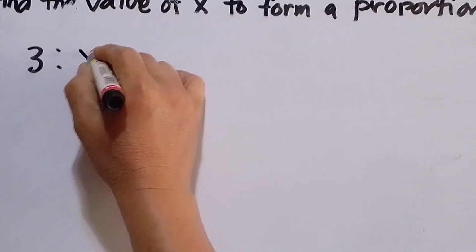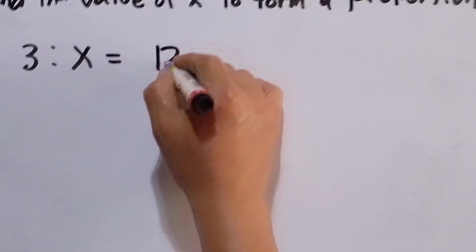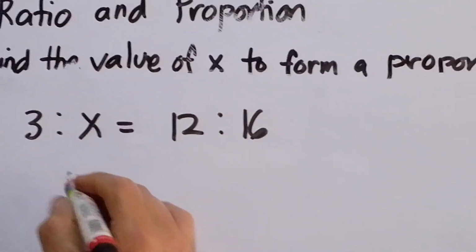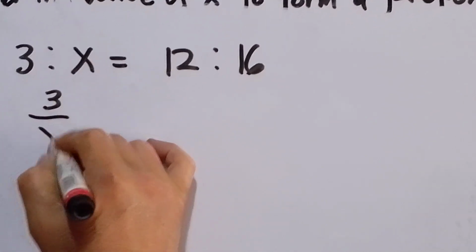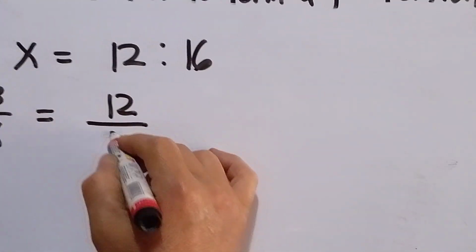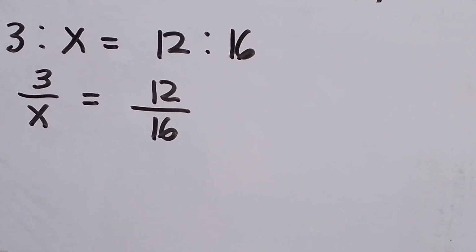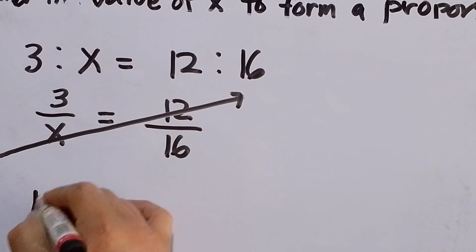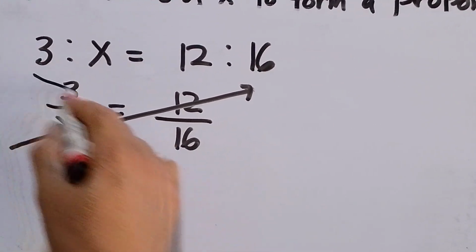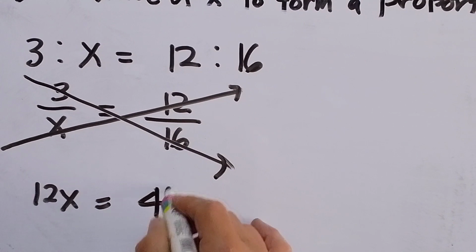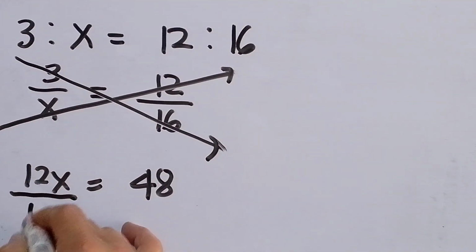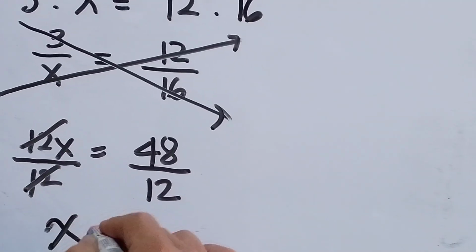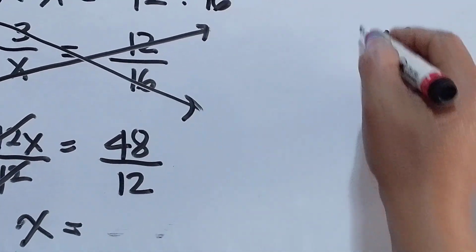Three is to x is equal to 12 is to 16. Find the value of x. So we have to write this one in fractional form. 3 over x is equal to 12 over 16. We need to solve the value of x. So I need to cross multiply this one. X times 12 or 12 times x, that will be 12x, is equal to 3 times 16 is 48. Then I need to divide both sides by 12 to solve the value of x. Cross out. So x is equal to, what is 48 divided by 12?